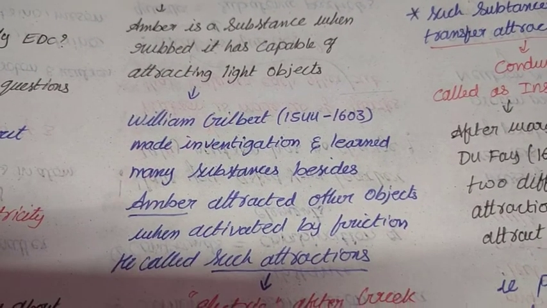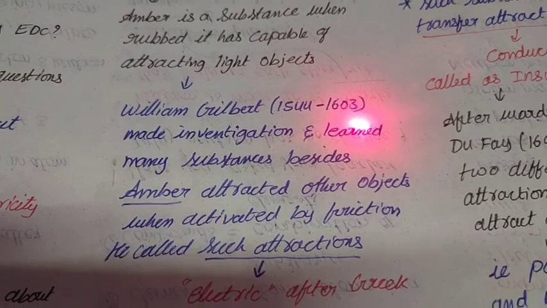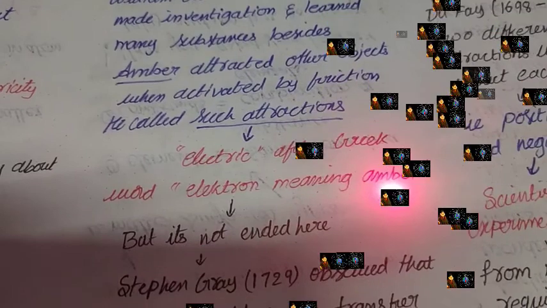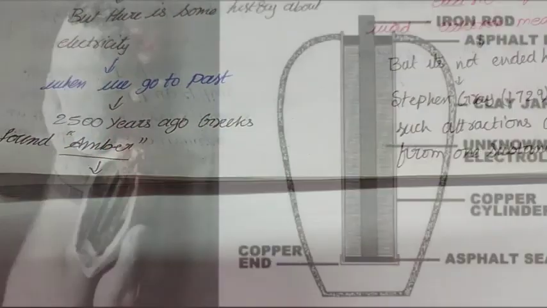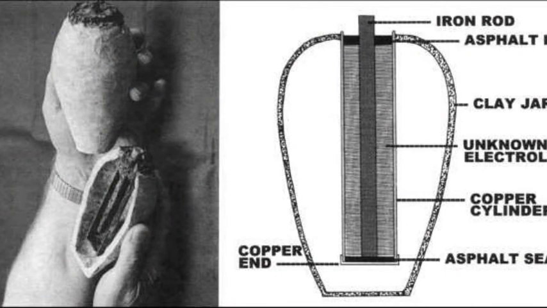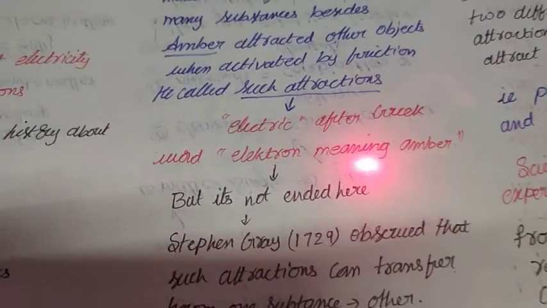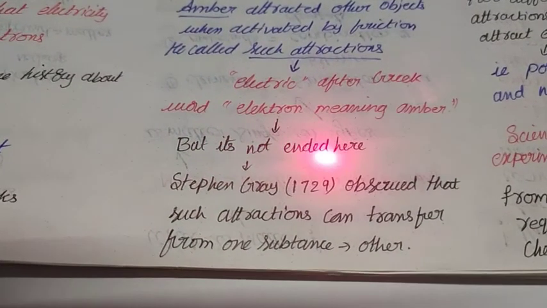William Gilbert, 1544 to 1603, made investigations and learned that many substances besides amber attract other objects when activated by friction. He called such attractions electric, after the Greek word electron, which means amber, the substance found by the Greeks. So in this way we got the name electric from amber. Remember, students? But it is not ended here.